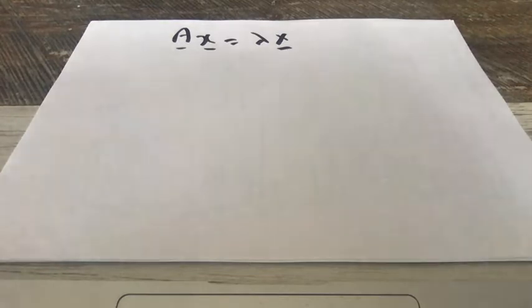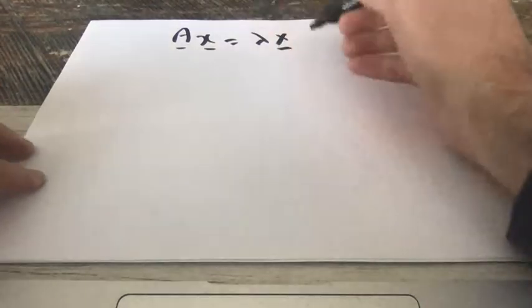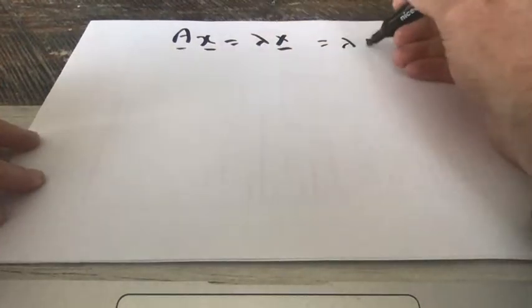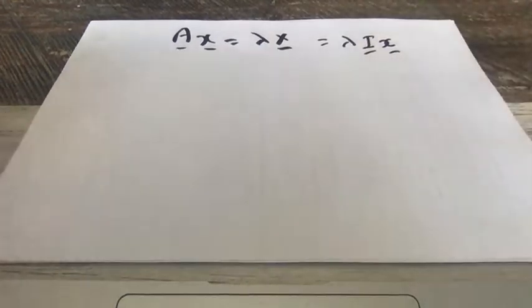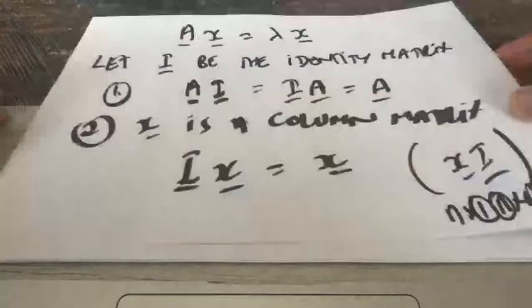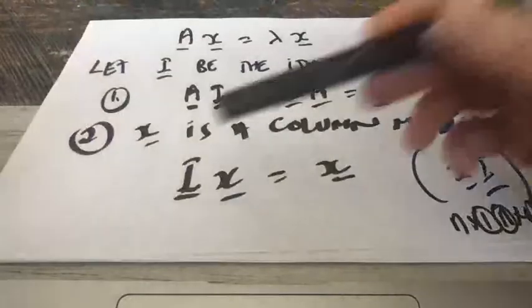Now, boys and girls, remember I can write this thing here as I can do that because of this. If x is a column matrix, then I times x is equal to x.